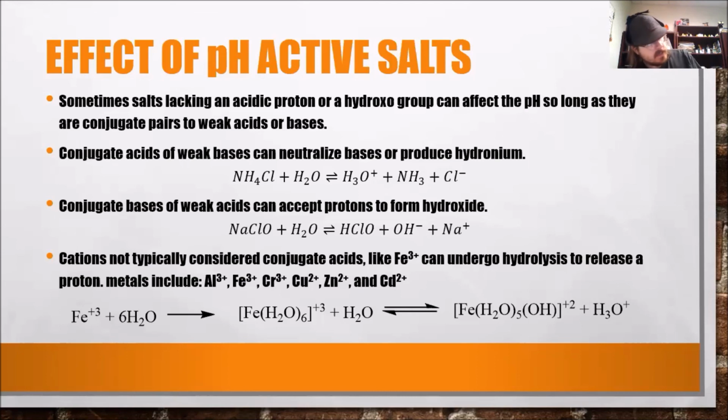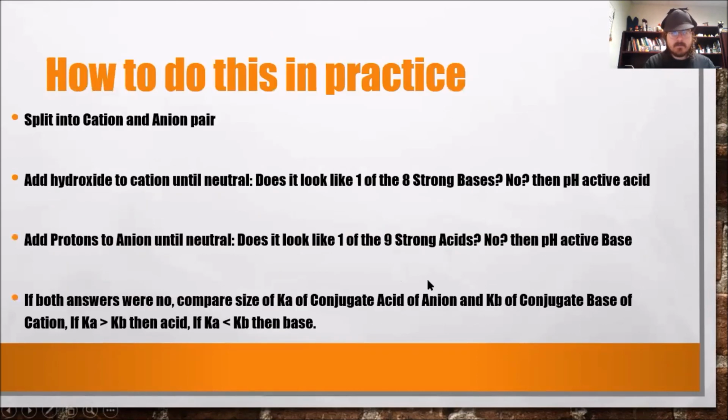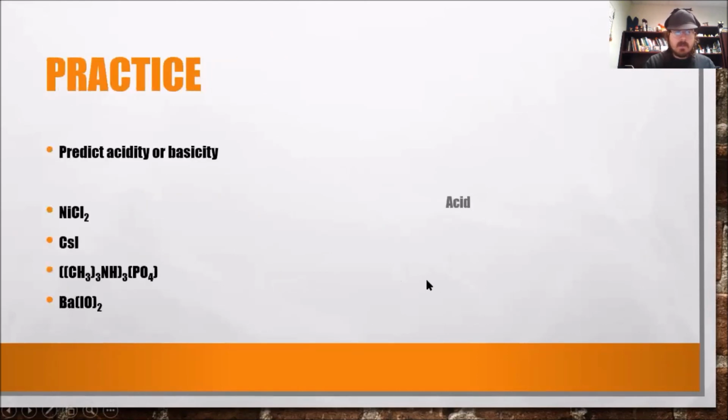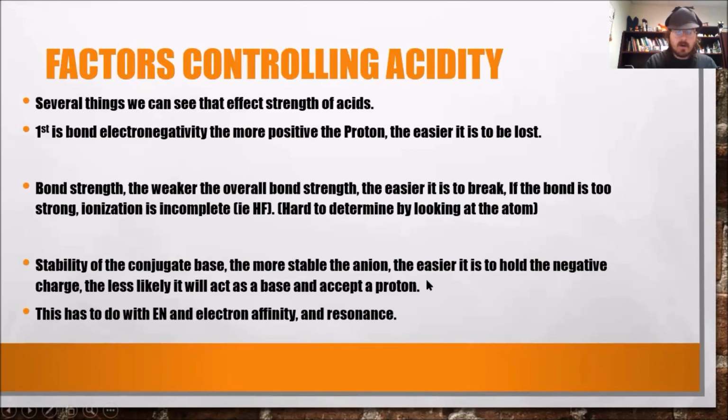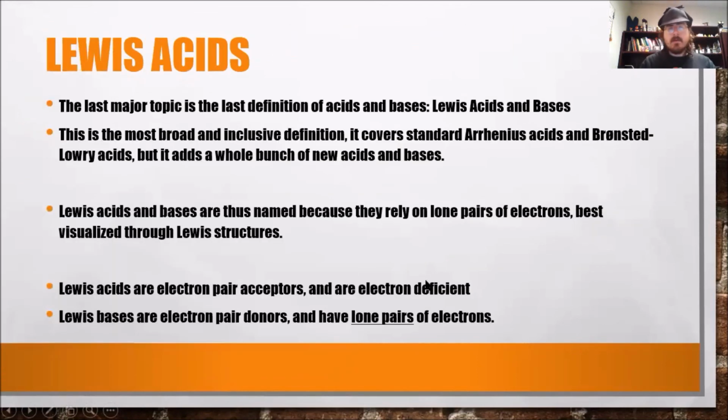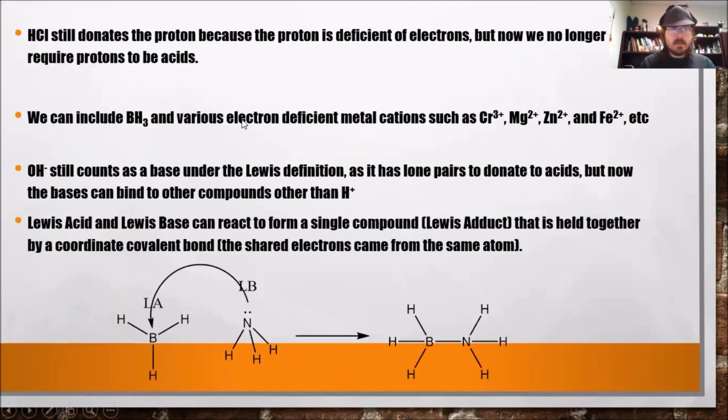What is that minus? That minus is the electrons. When it donates those electrons to make water, it's acting as a Lewis base. So all this means is we're changing how we're thinking of this so that we can deal with bigger things. HCl still donates a proton because protons are deficient of electrons. But now we no longer need a proton to have an acid. BH3 is a Lewis acid, and it's not going to donate any protons.